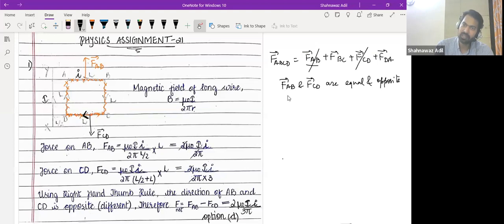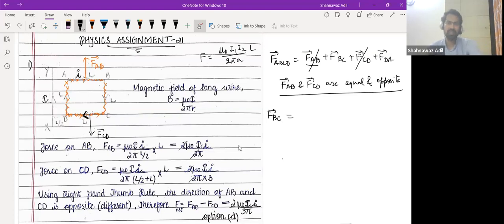That is why they are cancelled. Now we have to calculate FBC. Right. So we already know that the force between current carrying wires is how much? Mu naught I1 I2 by 2 pi a. This is the current, right? Right, guys?